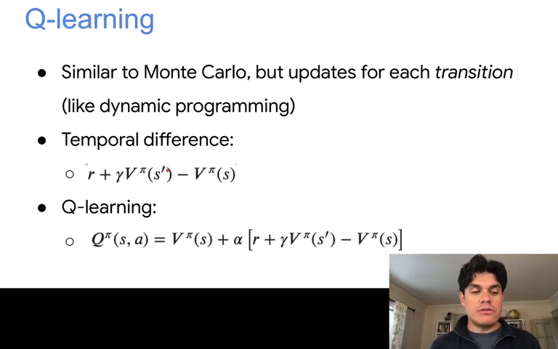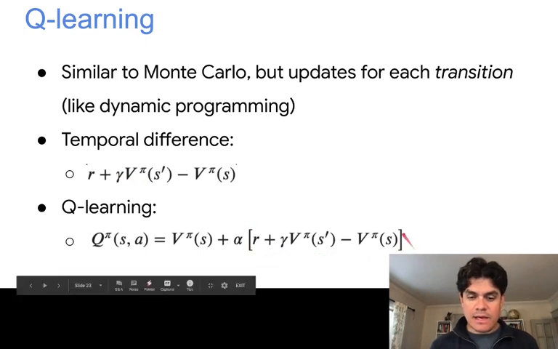Now we can compare this Bellman backup with a single transition to our current estimate of V. This reward is what we received after executing policy pi from state S for one step and landing in state S prime. So this is our temporal difference. This is basically measuring how different our current estimate is from what we just observed. And Q-learning uses this temporal difference in this update over here.